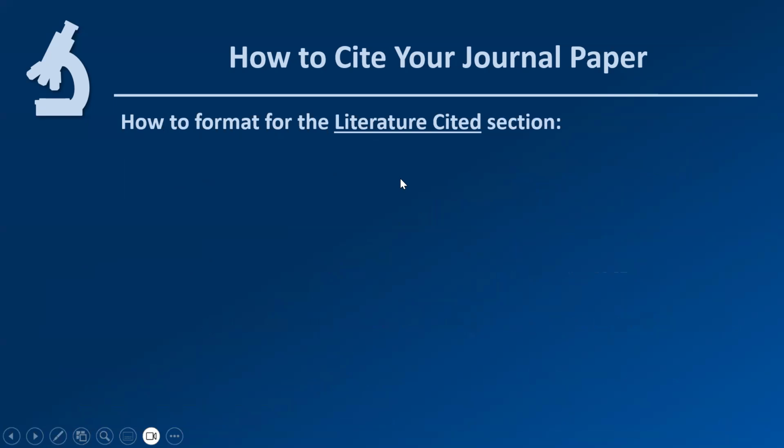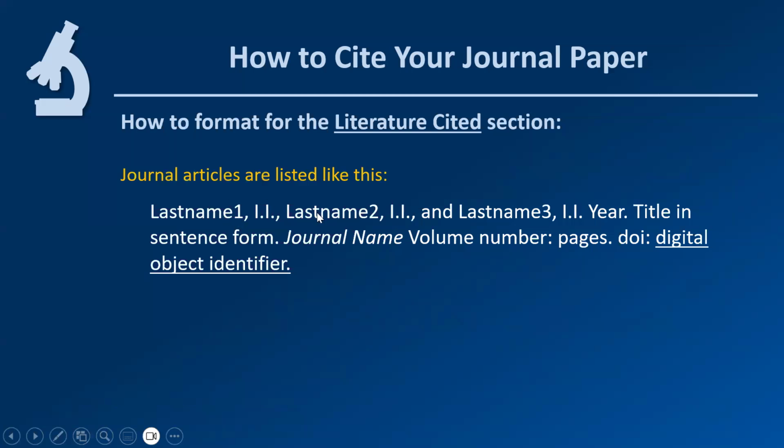So once you have your references cited in the report, you still need to give the full bibliographical information in the works cited or literature cited section. You could also title it the references section. So journals are listed something like this. So last name, initials, and so on. And the word and before the last name, the year, the title of the paper in sentence form. So in sentence form basically means that the first letter is capitalized, everything is small letters unless it's a proper noun. The journal name is in italics, followed by the volume number, colon, the pages, and then the DOI.